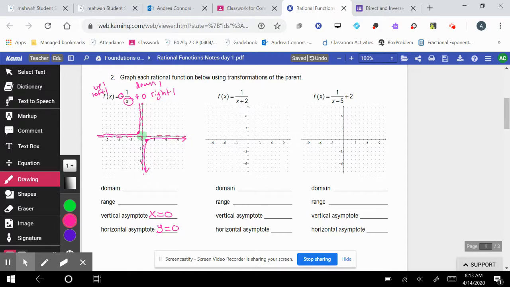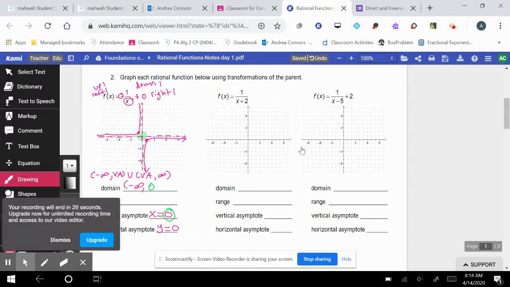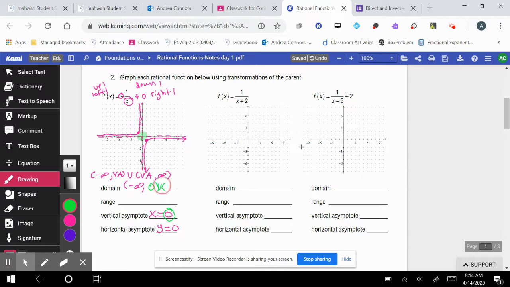The next part that we have to talk about is domain and range. Your domain is only affected by the vertical asymptote. So it's always going to be negative infinity to your vertical asymptote, union your vertical asymptote to infinity, meaning negative infinity to 0 because of this, and union 0 to infinity. And the same thing with this one. For your range, it would be negative infinity to your horizontal asymptote, union your horizontal asymptote to infinity, which would be negative infinity to 0, union 0 to infinity.